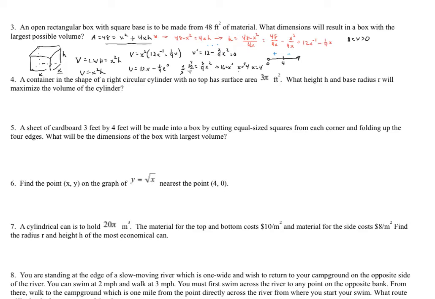This is good because now we can make the claim about the volume. What are we trying to find? The dimensions that will result in a box with the largest volume. So I'm going to say the volume will have a relative max at x equals 4 because v prime changes from positive to negative.